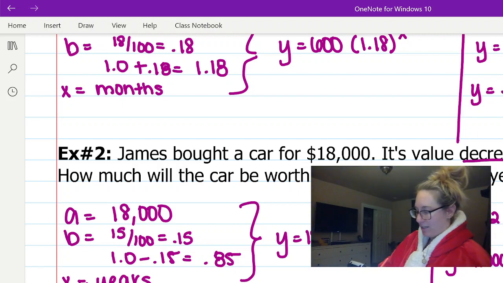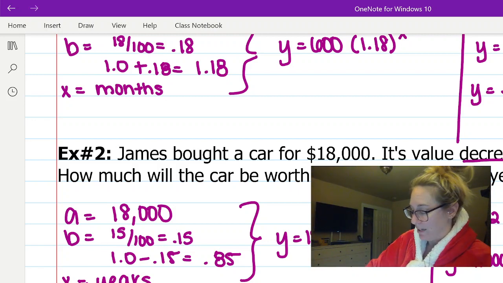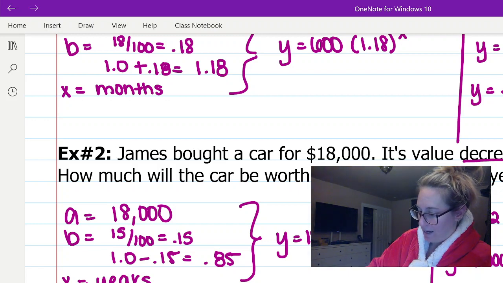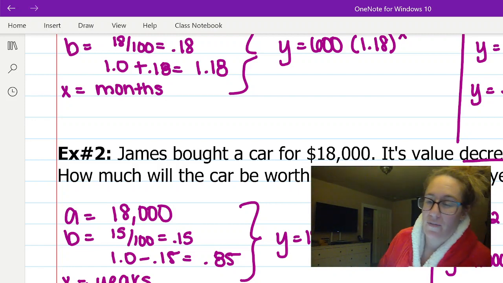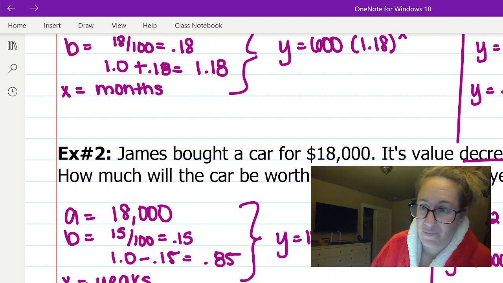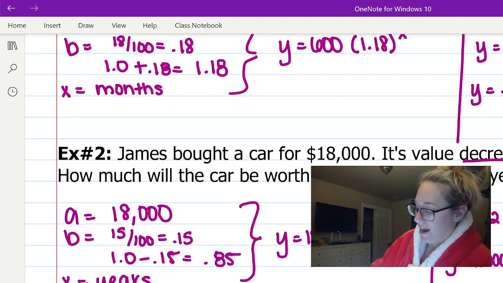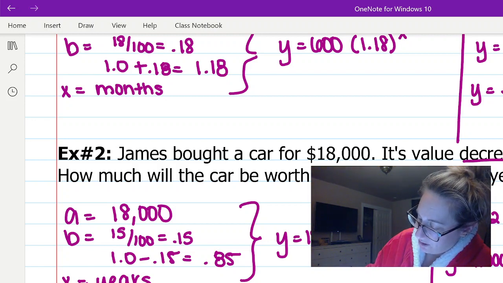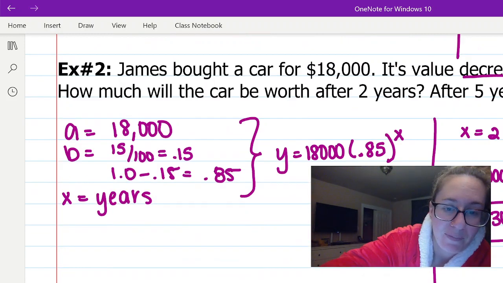So here we go. 18,000 times 0.85 to the power of 5 years. 7,986.70 if we round. So you're at $8,000, right? So after 5 years, you have halved the value of your car plus some, right? More than half the value. So, maybe don't buy a new car. Okay.